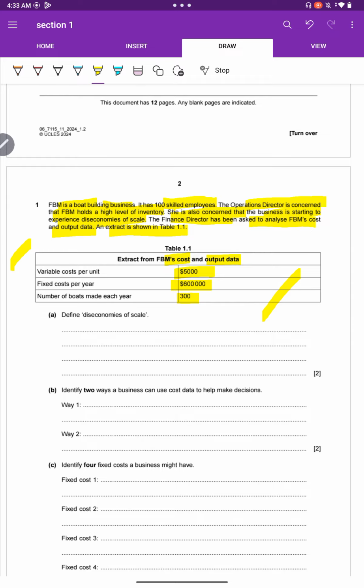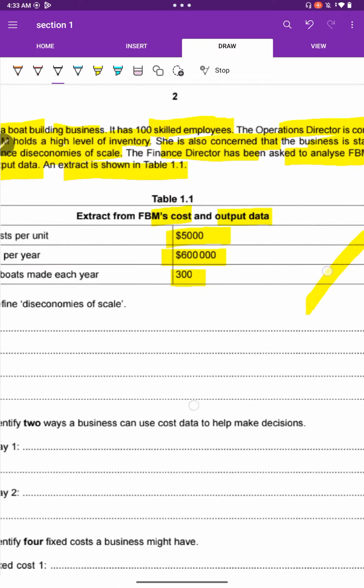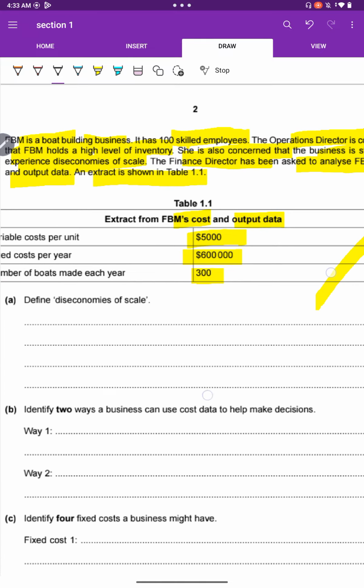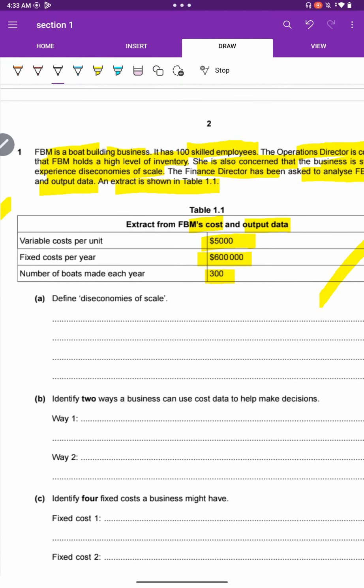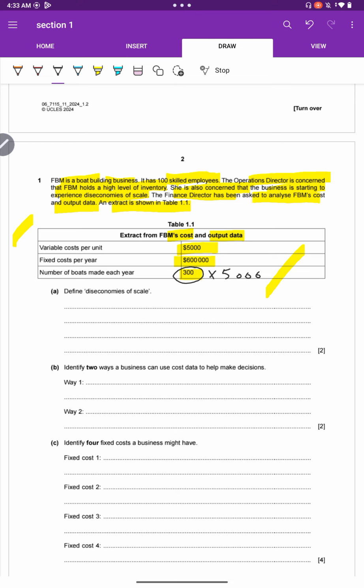So if you just want a rough analysis, if the number of boats is 300, multiply this by 5,000. You will see that it will cost you a lot. The variable cost is very high for this. I don't have a calculator, but if you have one, you can calculate it now.